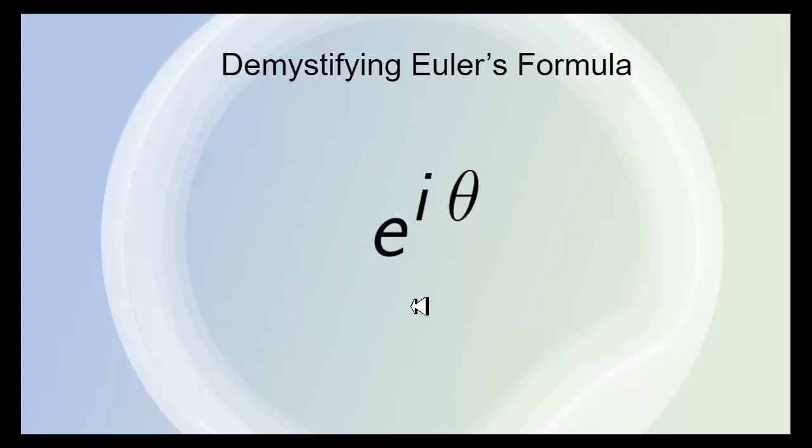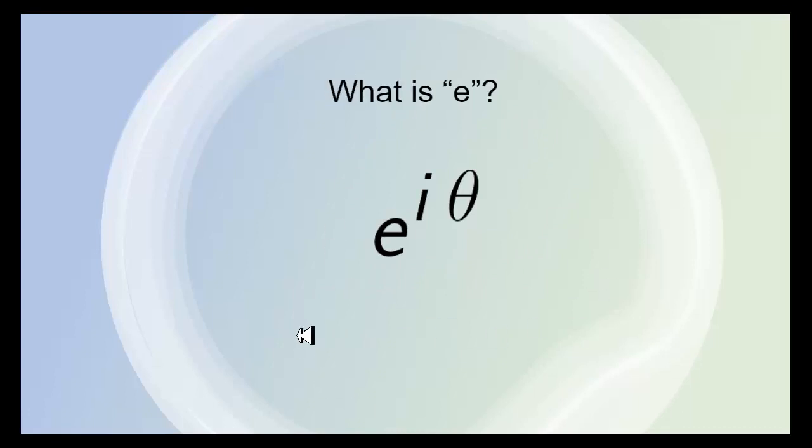There's a lot going on in here that you can't see from looking at these three symbols, but I'm going to map it out for you, and by the end of this video, hopefully you'll have a much more clear understanding of what this means. So first of all, we need to know what E is.